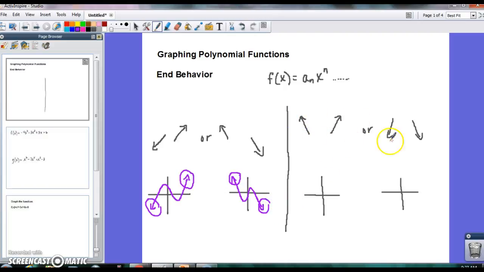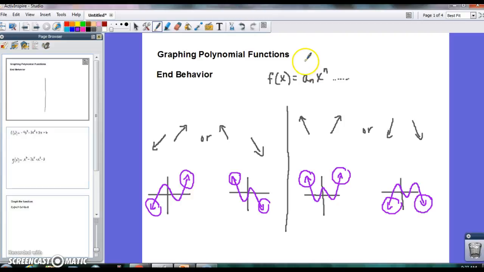On the right here, we have the other cases where both ends are doing the same thing. You might have both ends pointing up, so you could have something that looks kind of like a W, or you might have both ends pointing down, which might look more like an M or something like that. Okay, so these are what's happening at the ends of your graph. That's our end behavior, and that's what we mean when we refer to end behavior. And there's a way you can tell what that end behavior is simply by looking at your function.